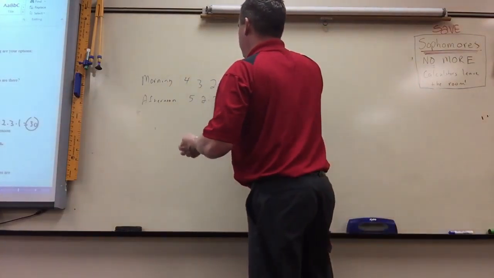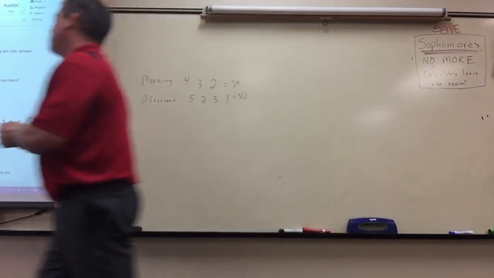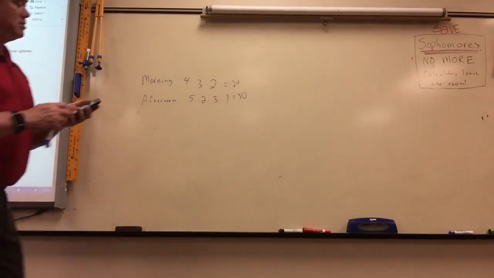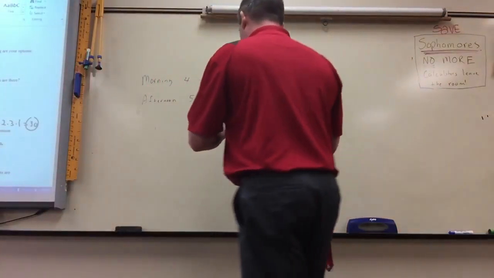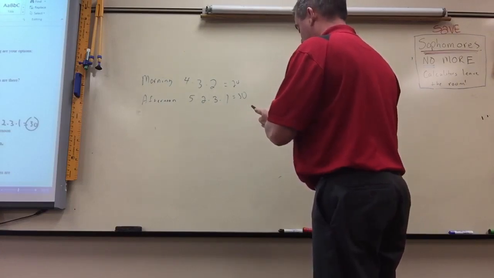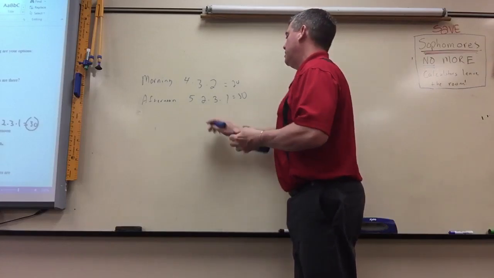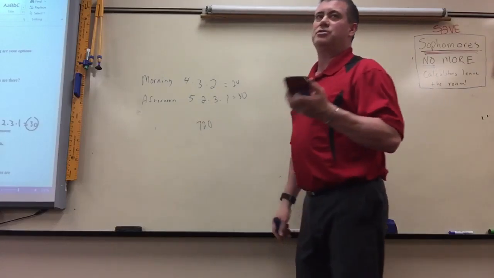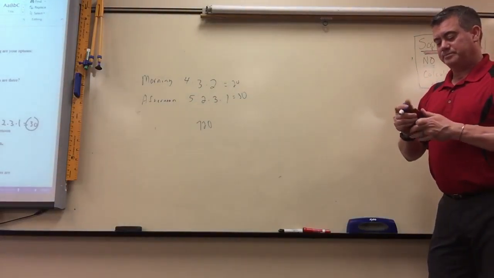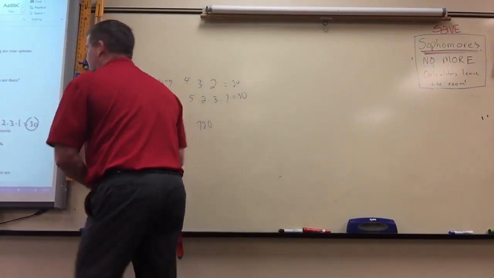5 times 4 times 3 times 2, this was 24, this was 30. So when you multiply all those, if you made one big tree diagram of all this, you'd have to have a huge piece of paper. It is 720 different combinations of classes that you could take if you had all these choices.